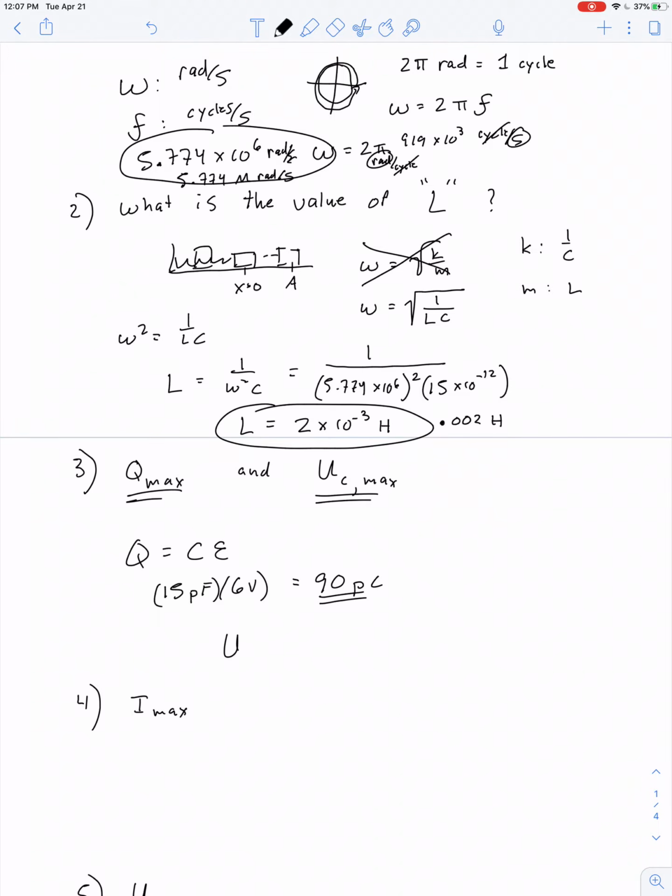Now if you want to get the energy, you've got three options. 1/2 maximum charge times battery voltage, maximum charge squared divided by 2 times capacitance, or 1/2 capacitance times voltage squared. Well, if you do any one of these calculations, you'll get the same answer, and that answer comes out to 270 picojoules.